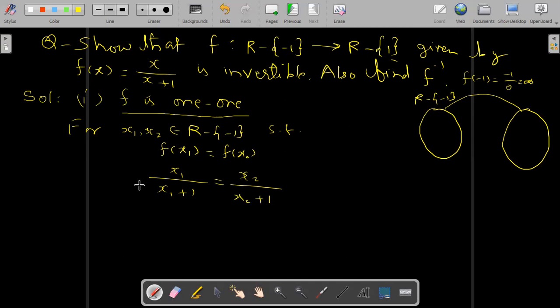Now cross multiply. We get x1 x2 plus x1 and x1 x2 plus x2. So x1 x2 cancel on both sides. We get x1 is equal to x2. So f(x1) is equal to f(x2) implies that x1 is equal to x2. Therefore, f is one-one.